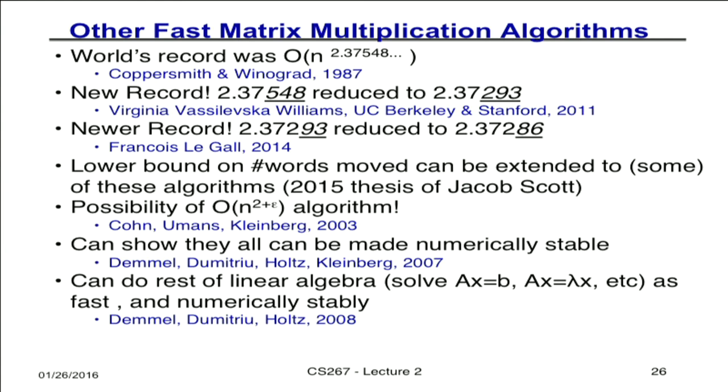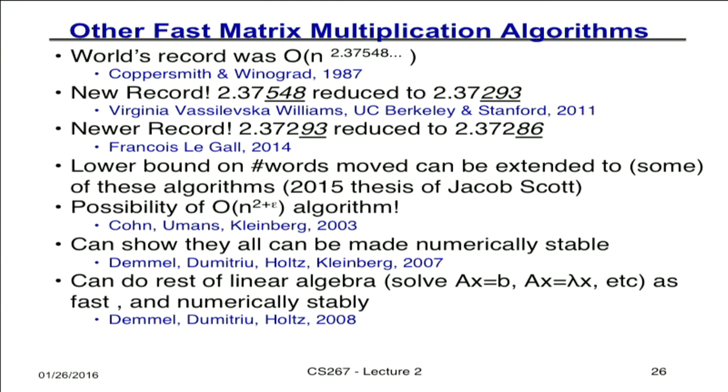N to the n squared plus epsilon is what I'm trying to say. So anyway, there's lots of interesting theoretical work here, and some of it does have practical values. It's not in terms of actually running faster. It turns out that these algorithms are not typically used in the libraries.